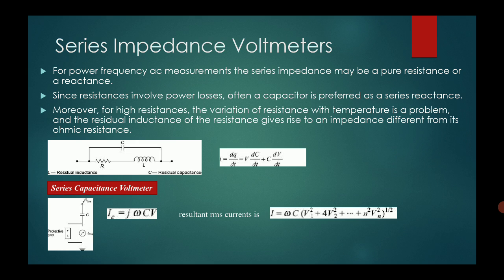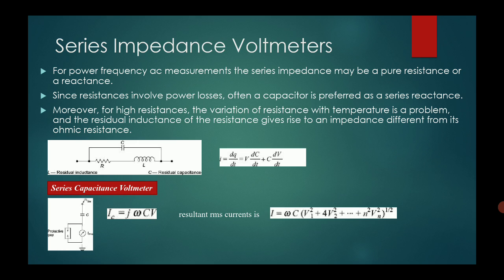Now we'll talk about the series impedance voltmeters. Remember, we are talking about the AC system. In the AC system, we have both the effects of inductance and capacitance. So for power frequency AC measurement, the series impedance may be a pure resistance or a reactance. Since the resistance involves power loss, often a capacitor is preferred as a series reactance. So in order to avoid the power loss in resistance, a capacitor is used.